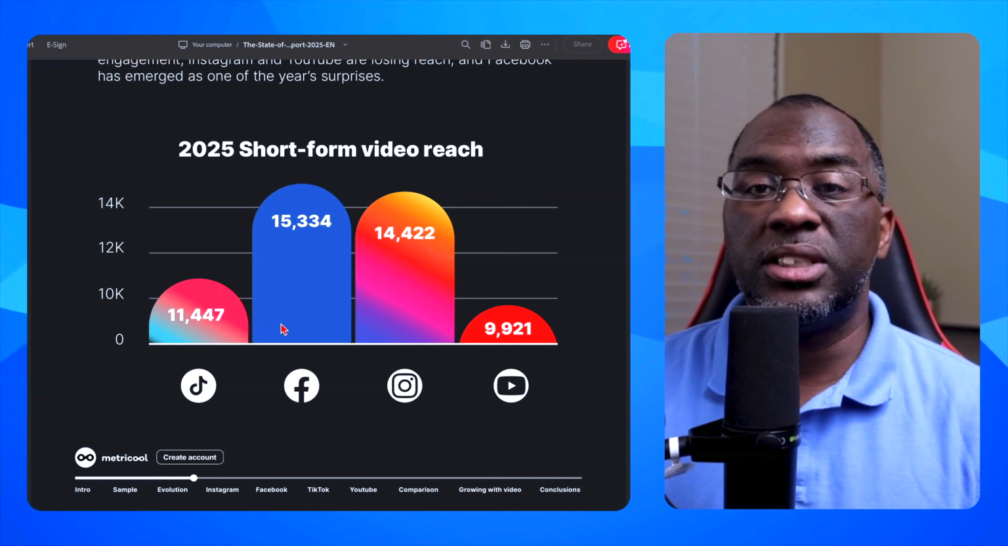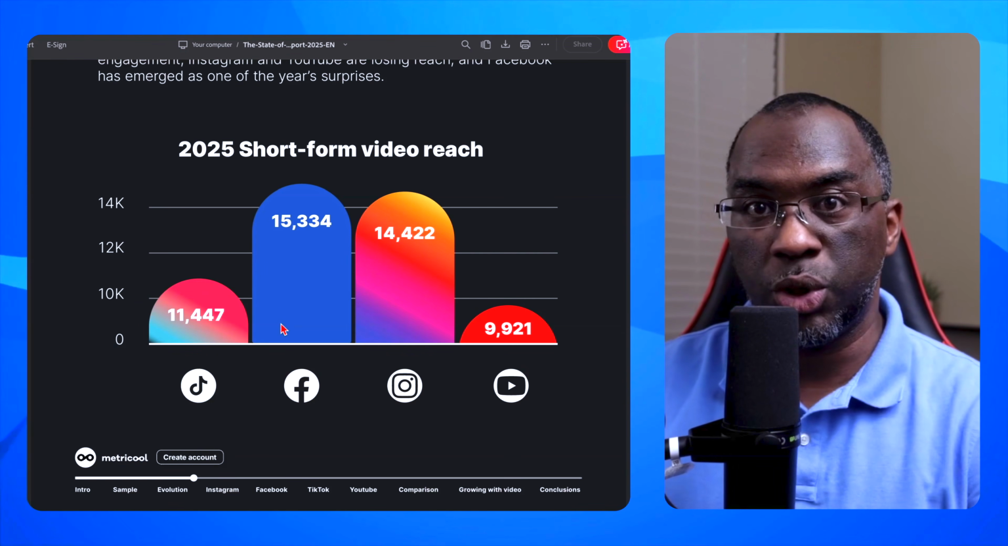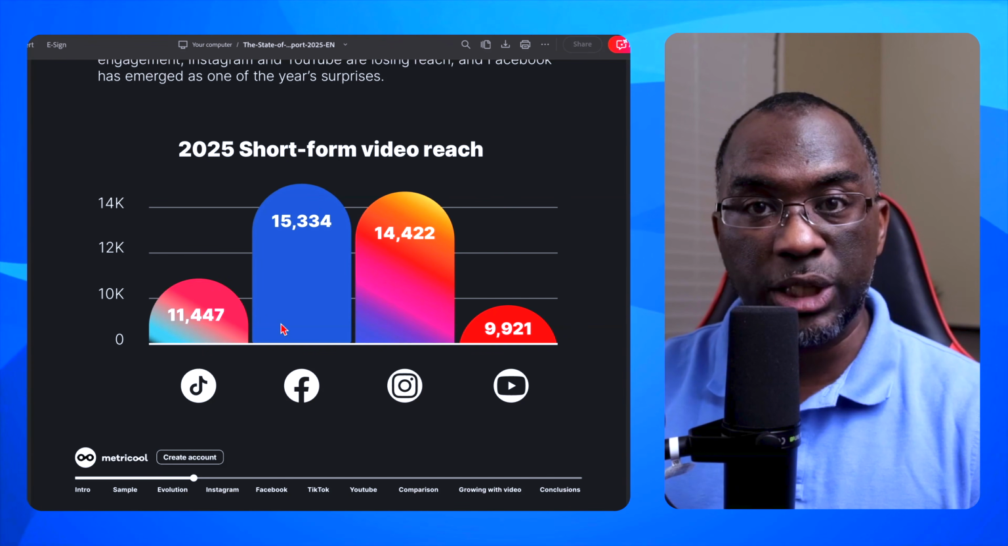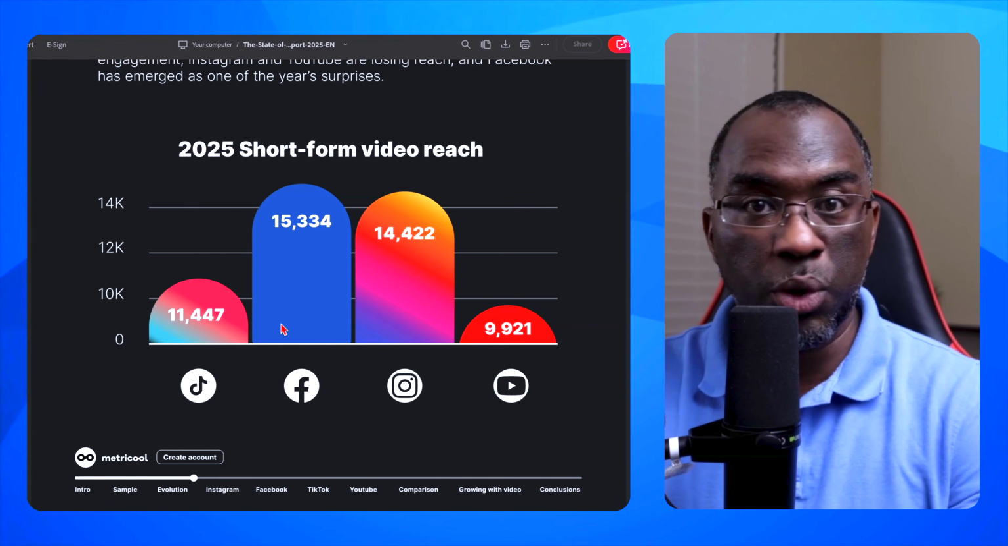Now, there's a couple of things that you need to understand about Facebook. If you're going to be creating content on that platform, you're going to have to focus on Reels to grow your audience. And you need to grow your audience because you need a community of engaged people who are going to be engaging with your content over and over and over.